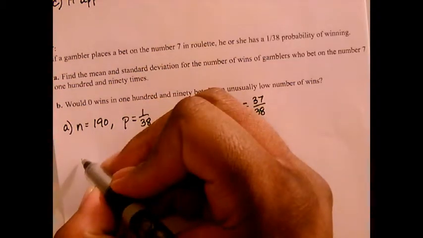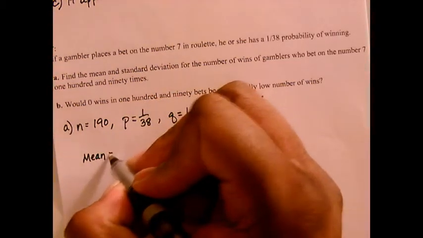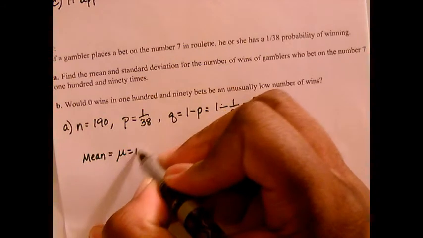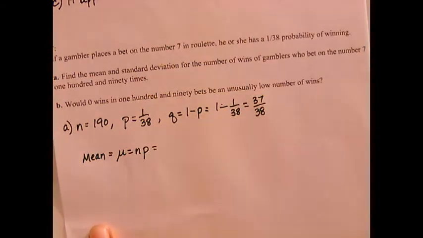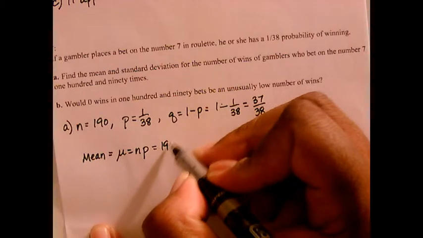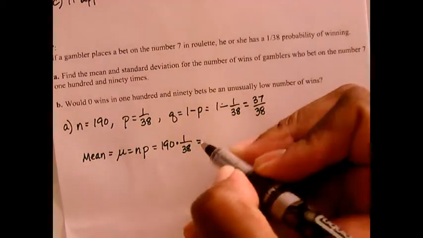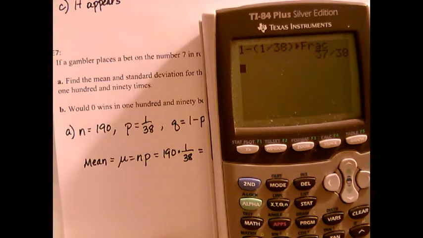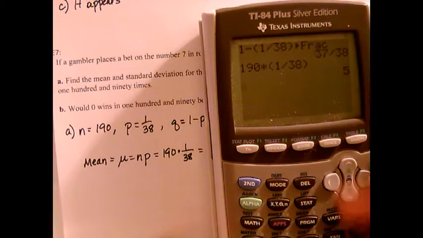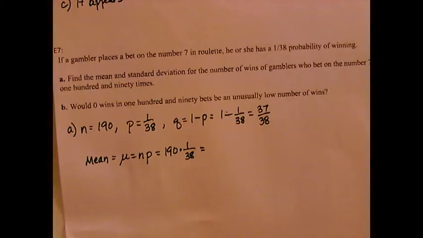So now the mean, which is mu, is equal to n times p, and that's equal to n, that's 190, times 1 over 38. Then we show you how to type this into the calculator. 190 times, parentheses, 1 divided by 38, close parentheses, hit enter, you're going to get 5. So the mean there will just simply be 5.